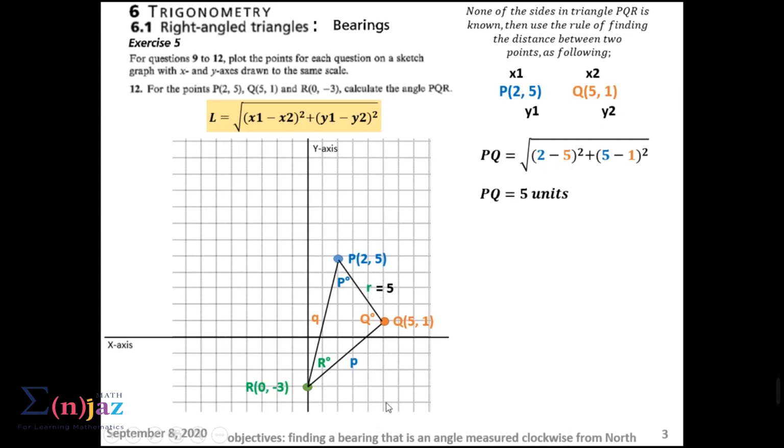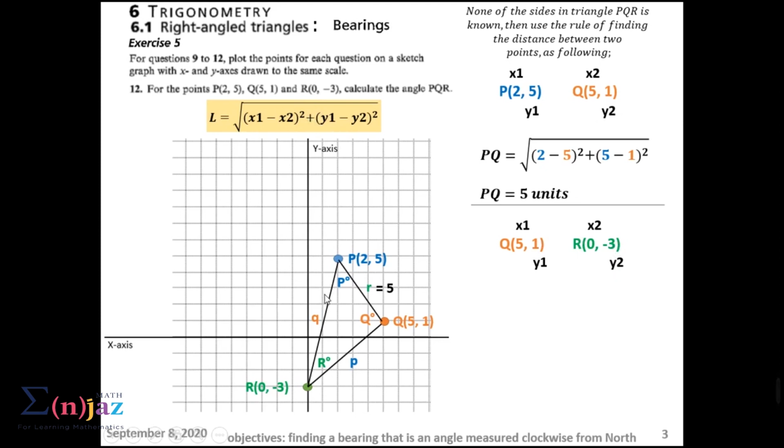Let's go now to the second 2 points or the second line. So we're going to calculate the length of line QR, so point Q and point R. Let's identify the x's. x1 is 5, x2 is 0. And then let's identify the y's. y1 is 1, y2 is -3. Let's substitute the x's and the y's in the general formula.